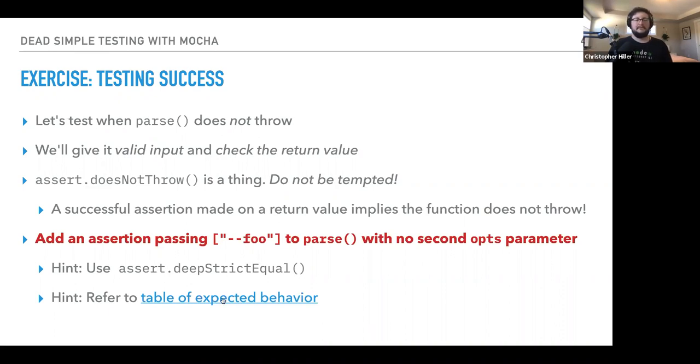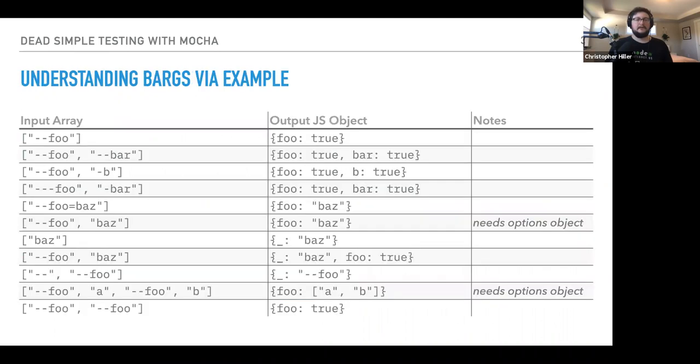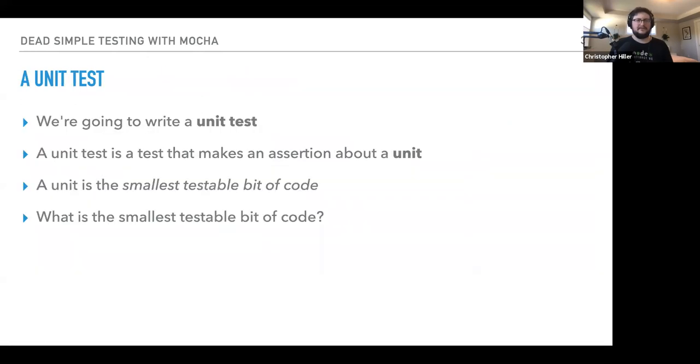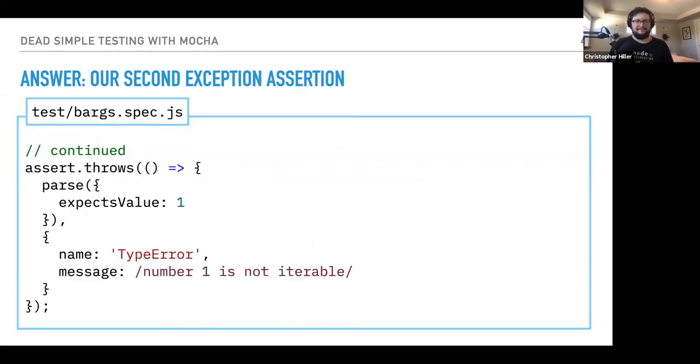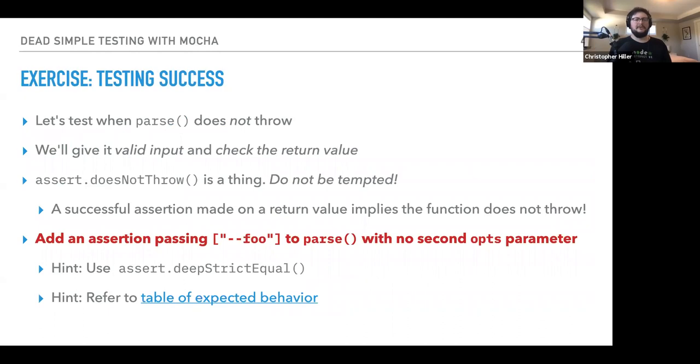And here's my refer to table of expected behavior. Does this work? Yes. Okay, so there it is. The input array again is actually, this is kind of a misdirection a bit. So what I would do is this instead.